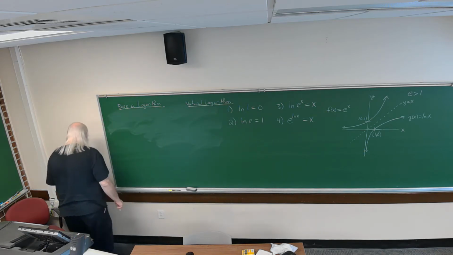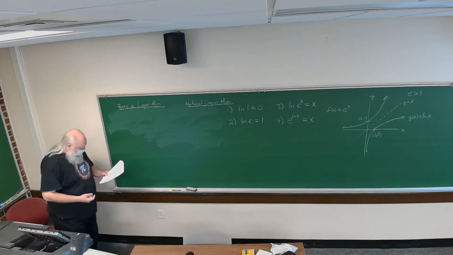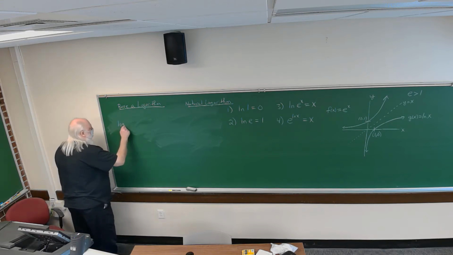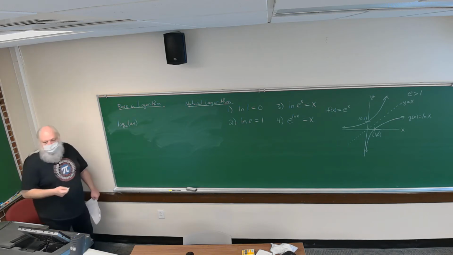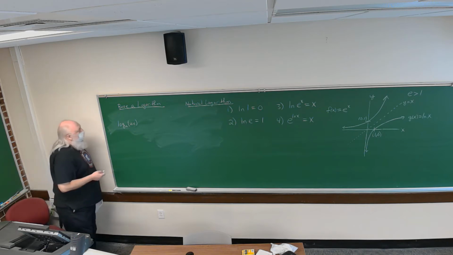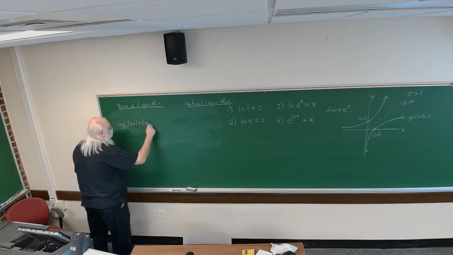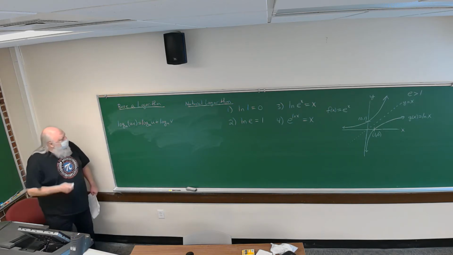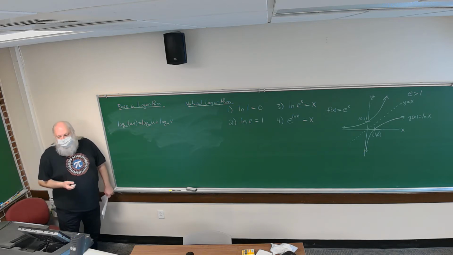And so, in your notes it says n is any real number and u and v are positive real numbers. So if I take the log, base A, of u times v, I'm taking the log of a product. The rule of logarithm says this is equivalent to the log of the first number plus the log of the second number. So the log of this product is equal to the log of the first number plus the log of the second number.